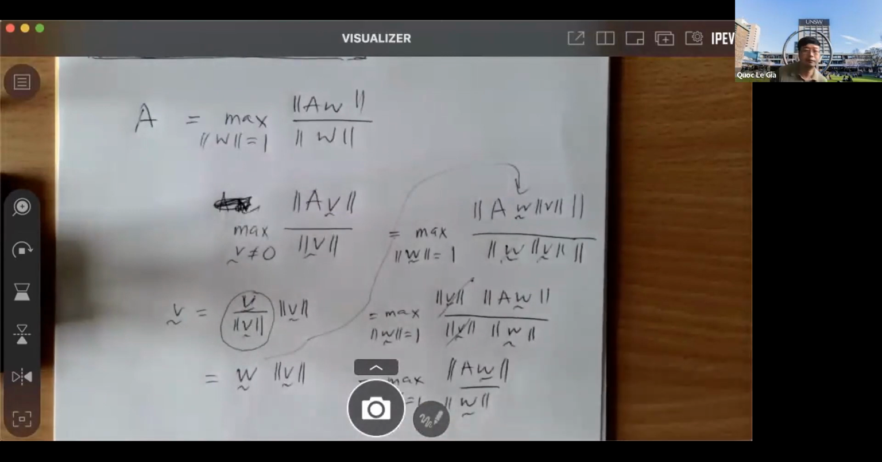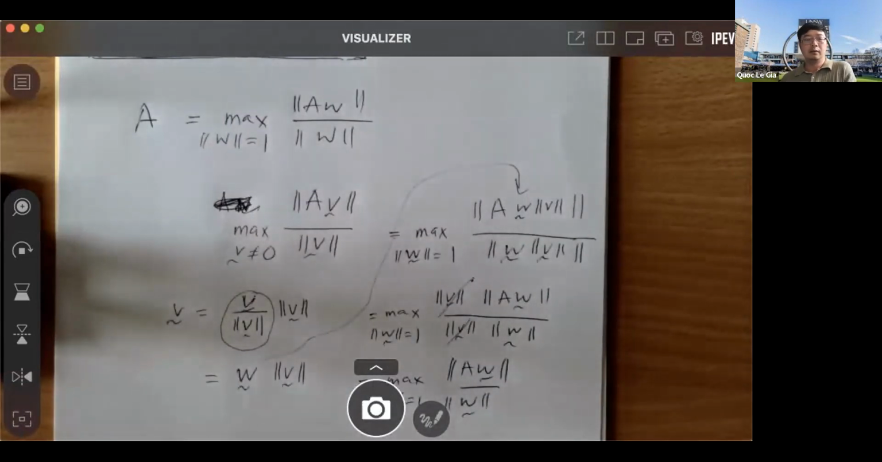So that is the definition of the norm of a matrix. So is it okay now? Yes, W is a unit vector by design. That's why the norm of W is 1, because we take V over the norm of V.